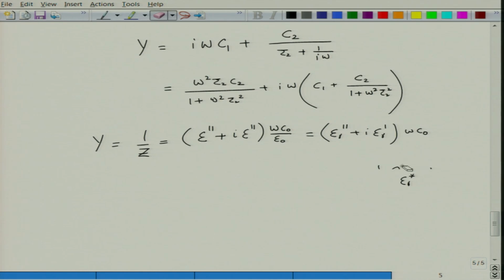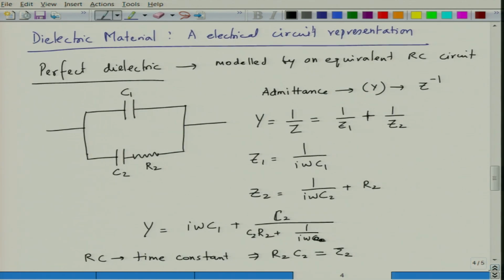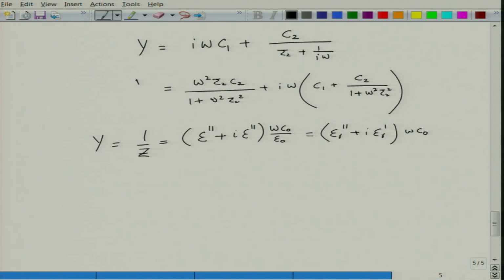So, we can express this in this form. Y can be represented as epsilon r double prime plus i epsilon r prime into omega C naught. Now if you compare this with the equation shown in the previous line, you compare this Y and this Y, just match the real and imaginary parts, and you will get the values of the static and the real and imaginary dielectric constants.